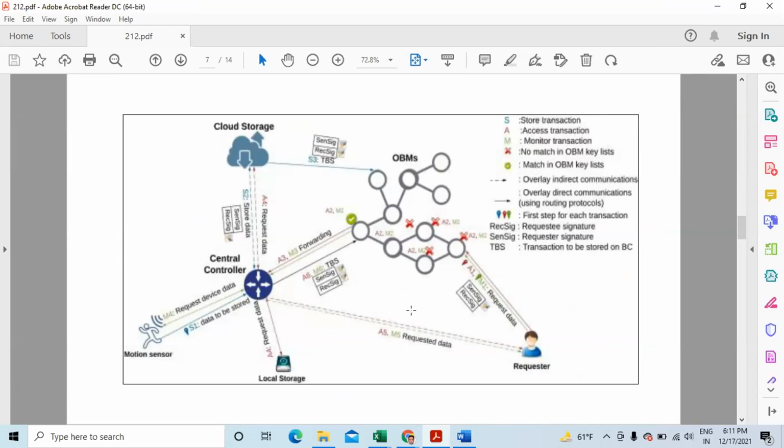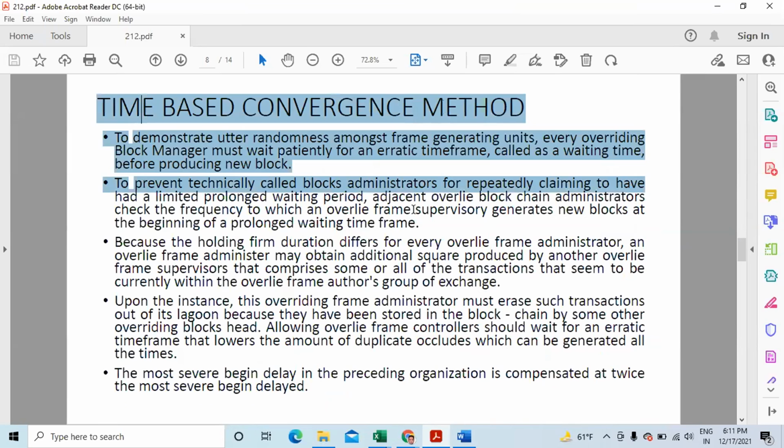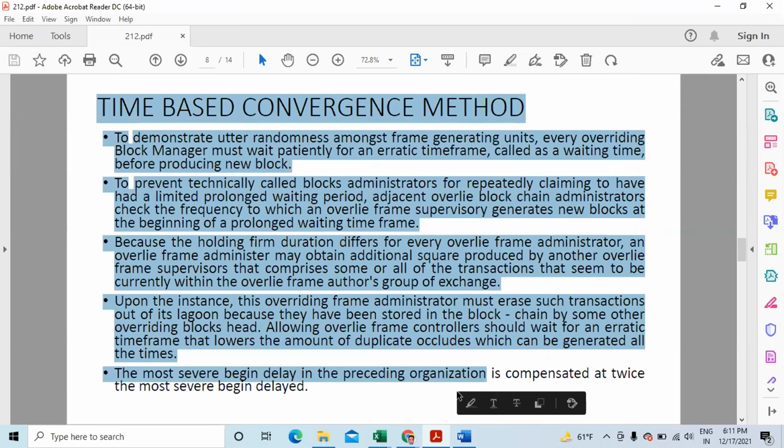storage and the central controller have been working. Then the time-based convergence method we have given is basically a preventing technology for the block administrator from repeatedly claiming, to limit prolonged waiting periods. And it has been differing for overlay framework administration and administering as well. And in the preceding organization, it has been compensated twice with severe beginning delay.